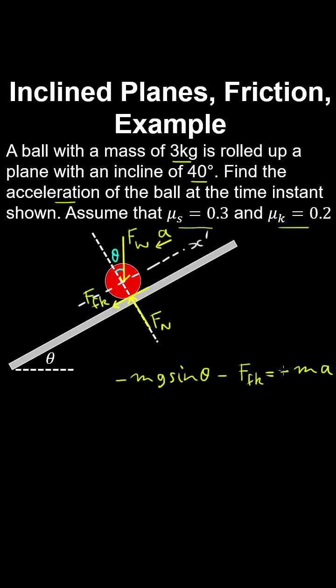Now alternatively, you can assume the acceleration is positive on the right hand side, and if you get a negative result from the equation, then you just flip the direction of the acceleration.